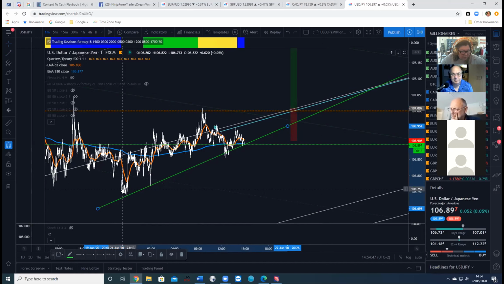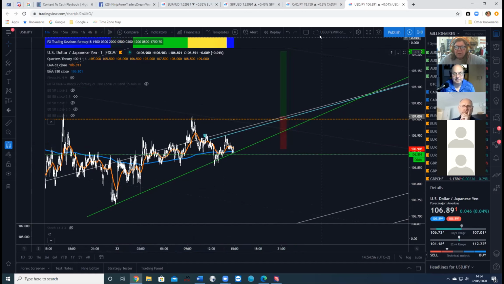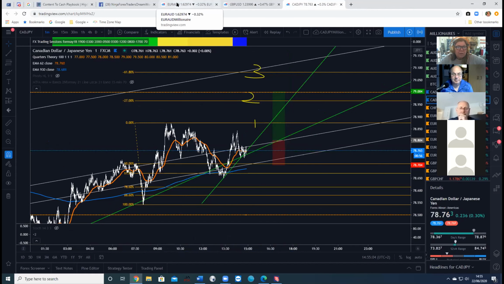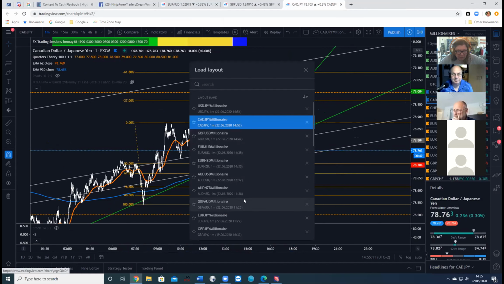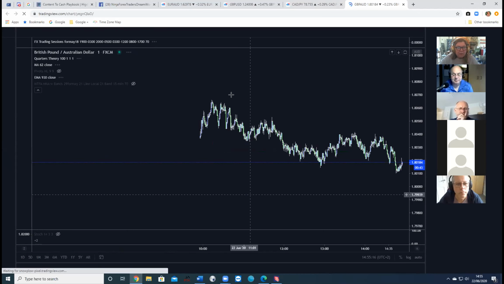What time is that? 23. It's close of London, close of markets. So nothing doing on that. And let's have a look at something else. Have a look at GA, Great British Pound, Australian dollar, crazy pair.